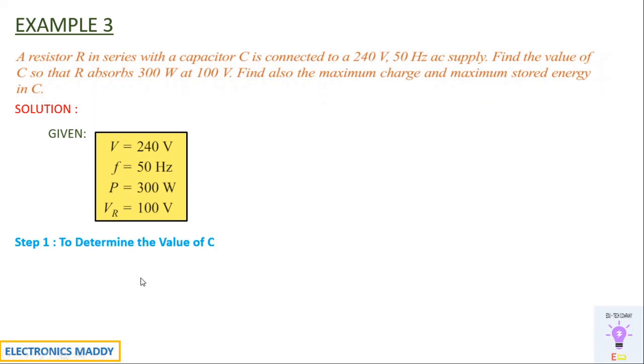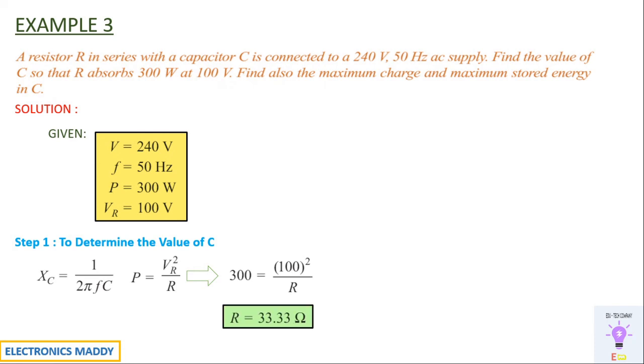Our first step is to determine the capacitance. How are we going to proceed? Xc is equal to 1 by 2 pi fC. We know this formula. We also know that P is equal to VR square by R, according to Ohm's law. So we'll first find the value of R. Once we know the value of R, our next step is we also know that P is equal to I square R. So substitute it and you will get the value of I.